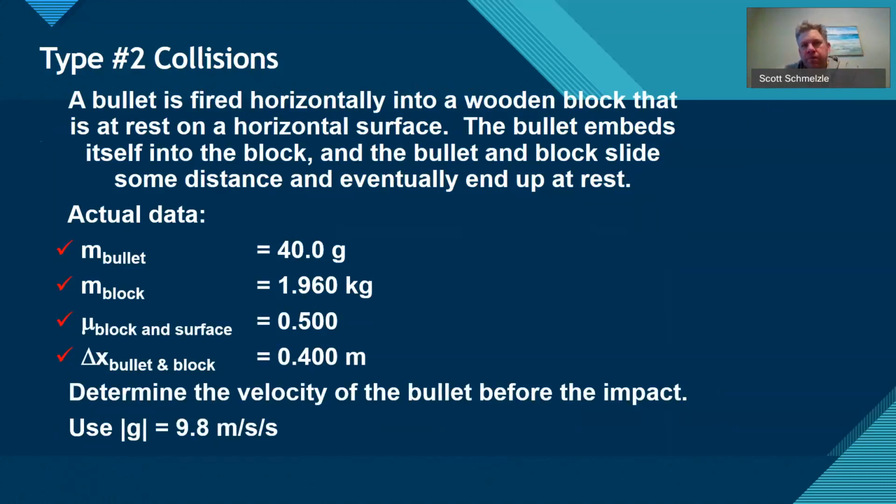So the mass of our block, in this case, is going to be 1.96. The coefficient of friction between the surface is 0.5. And then our block travels 0.4 meters. All right. We want to determine the velocity of the bullet before the impact.